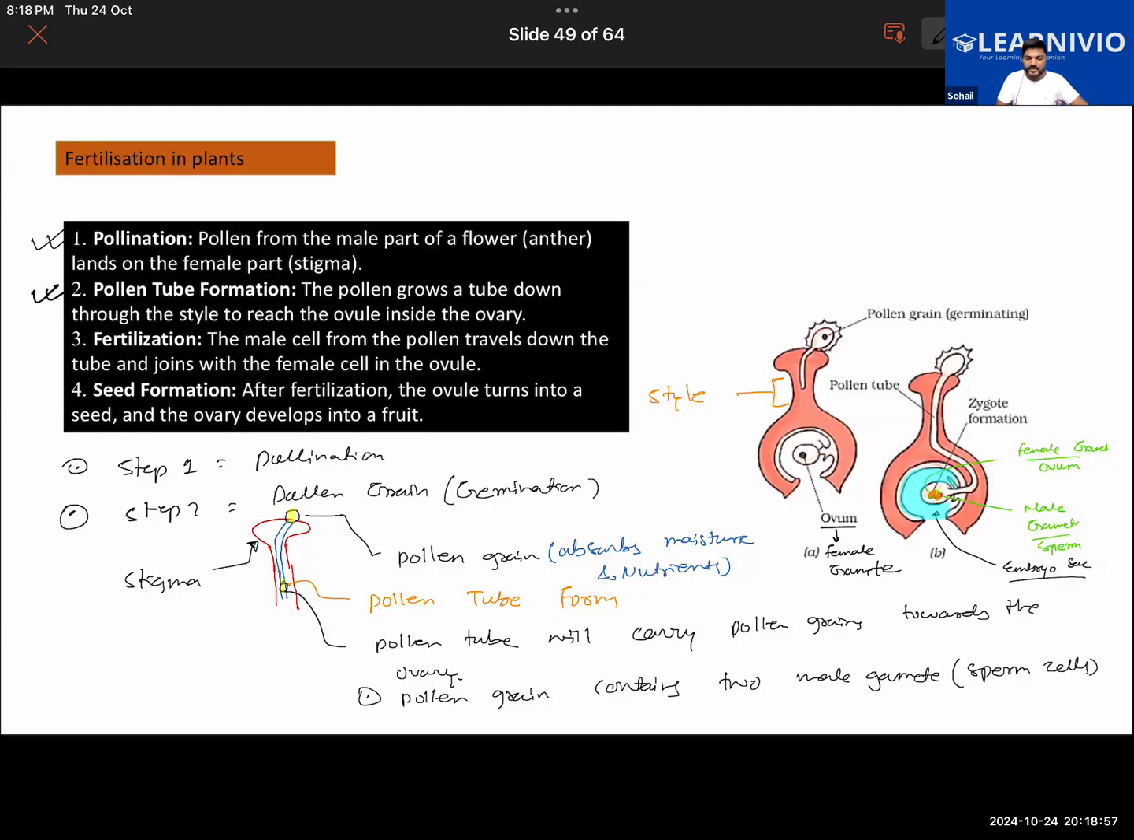Yeah. So what were we saying? Inside this, what has happened here? The fertilization has taken place here, right? So after fertilization, let us understand what will happen. Inside the ovule, the fertilization has taken place, and the zygote will be formed. And after fertilization, the zygote will develop into an embryo.